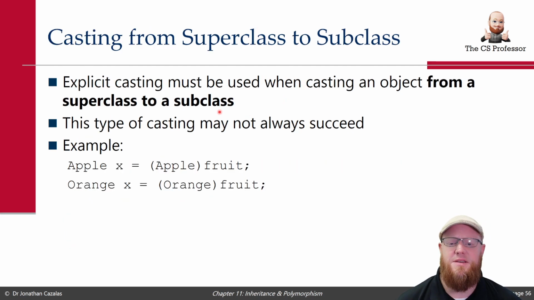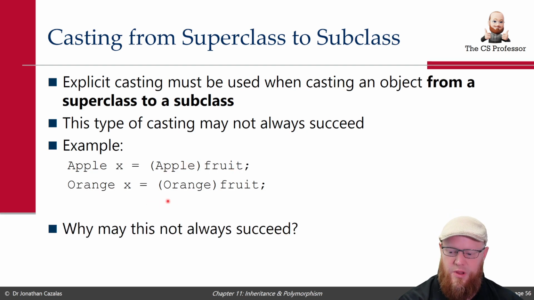So explicit casting must be done when casting an object from a superclass to a subclass. But that casting may not always succeed. Consider this example. What if you have a fruit, an object of type fruit? We have a fruit superclass, and then we have apple as a subclass and orange as a subclass. And what if we have this variable fruit? Now, we've saved into fruit an object of some type of fruit, maybe an apple, maybe an orange, maybe something else. Why may this not succeed, either of these two lines of code?